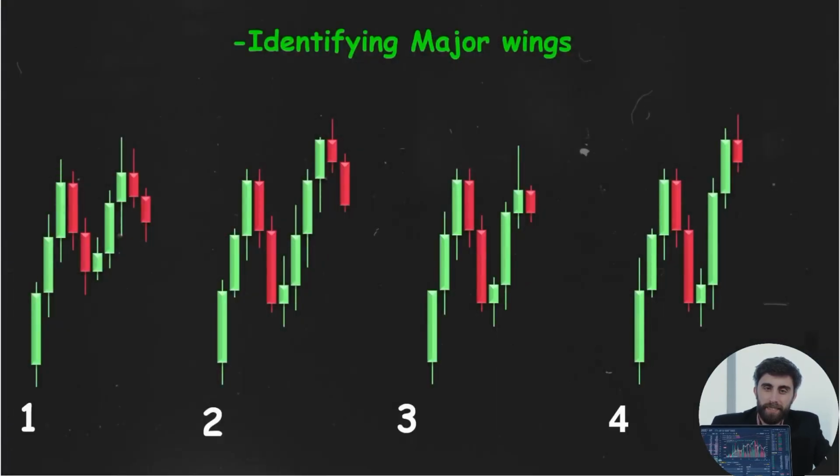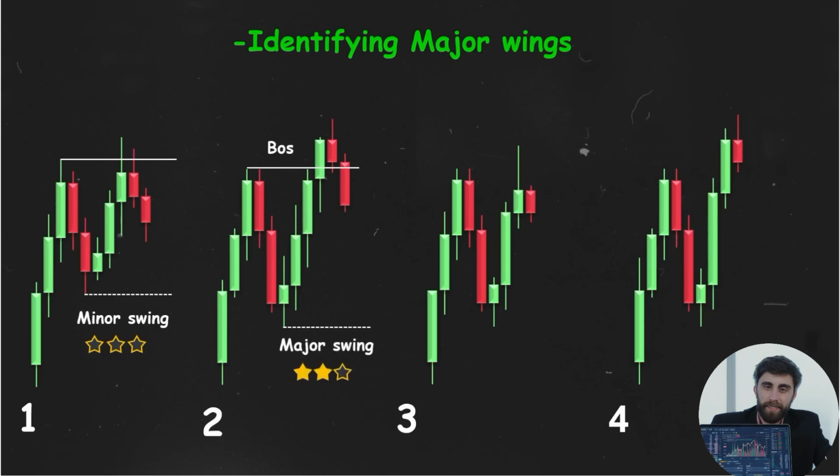Now take a look at these examples. In the first example, none of the criteria we discussed are met, so it is considered a minor swing point. In the second example, we have a break of structure and a significant distance pushed by the price, but there is no imbalance. Therefore, this is considered a major swing with 2 out of 3 criteria met.